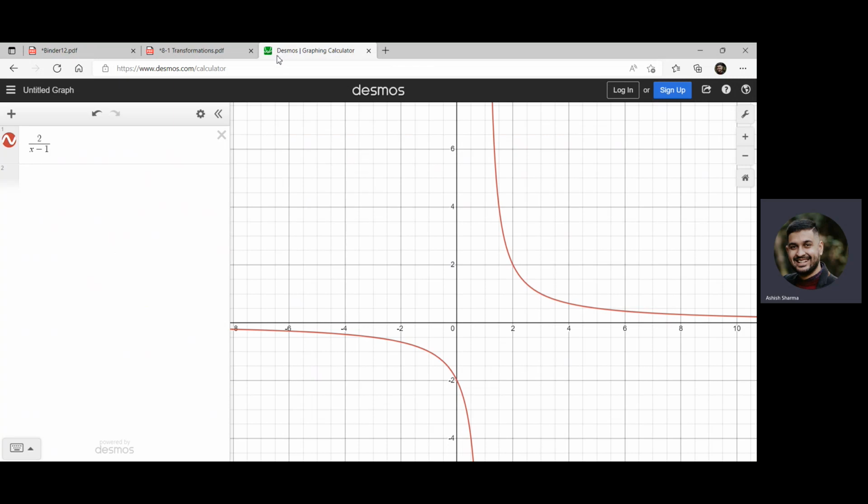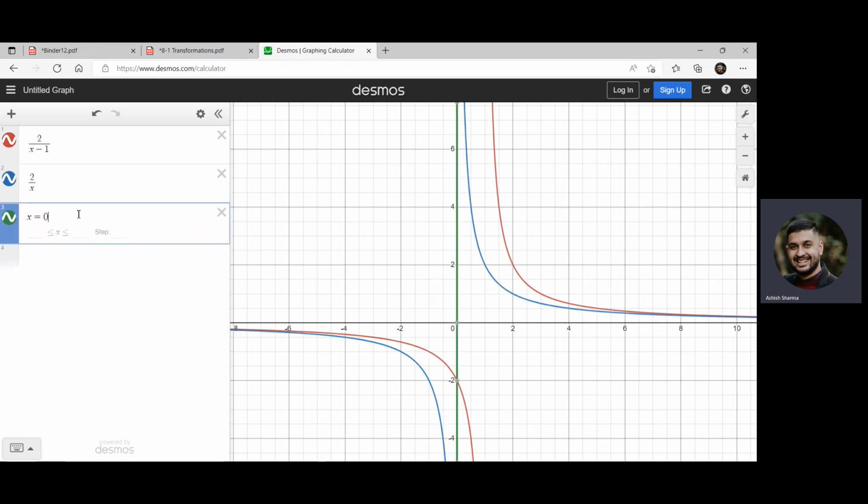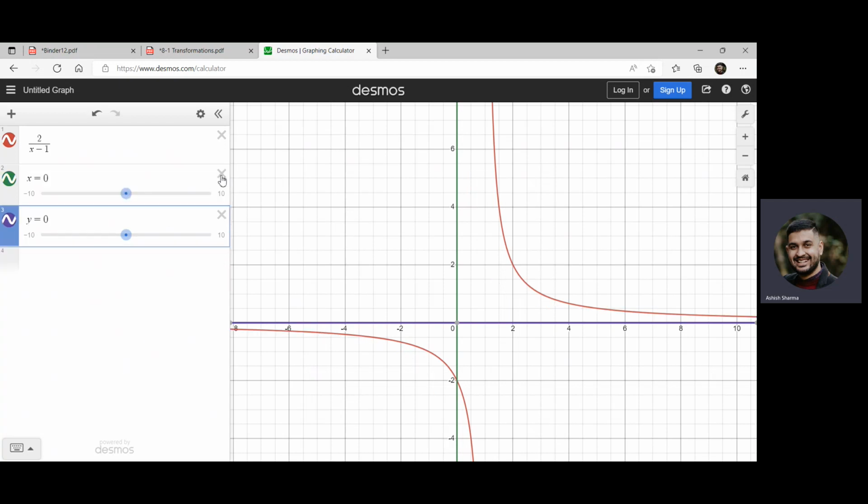However, there's clearly going to be some change in asymptotes. So let's go back to 2 over x. Remember what the asymptotes were: x equals 0, y equals 0. However, because this 2 over x has been shifted to the right by plus 1, this vertical asymptote, which was x equals 0, is now no longer going to be the case. The new asymptote will be x equals 1. So this graph will have these new asymptotes, x equals 1, y equals 0.